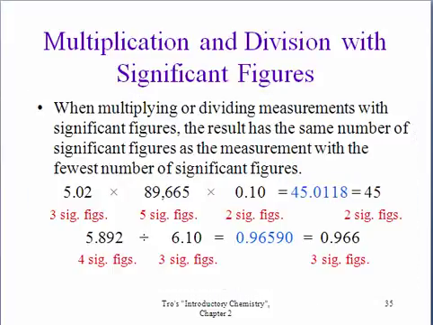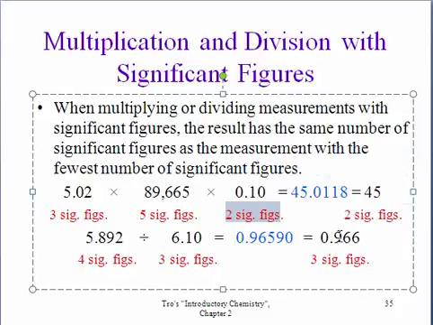So for multiplication and division, we go back to our values and we look at how many sig figs each value has. This has 3, this has 5, and this has 2. Remember, leading zeros don't count, and trailing zeros count. Trailing zeros are zeros at the end of a number if there's a decimal point. So this is the least number of sig figs, so my answer can only have 2 sig figs.